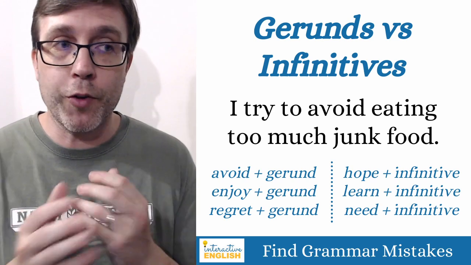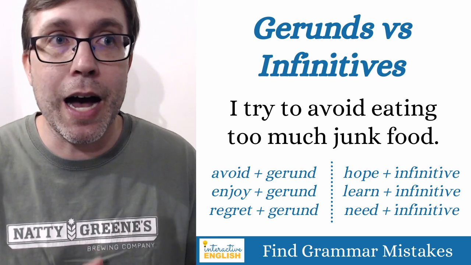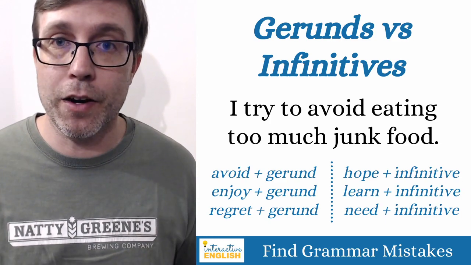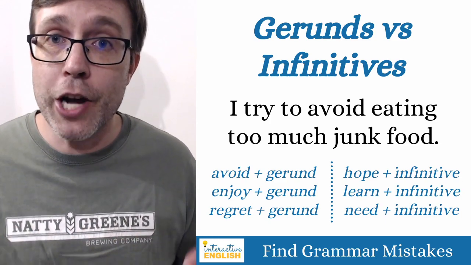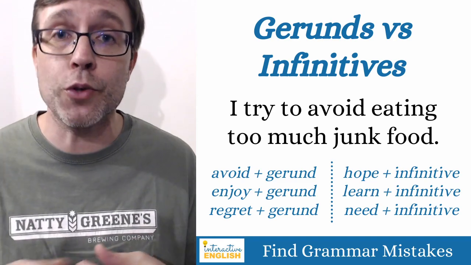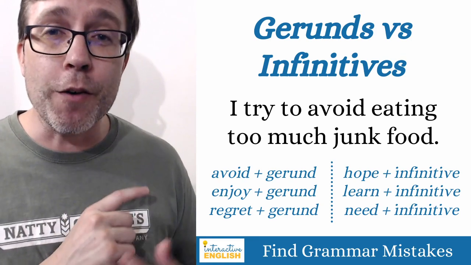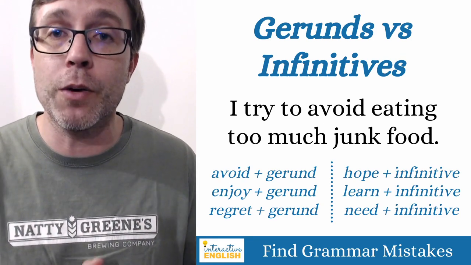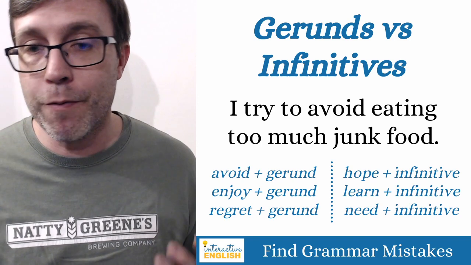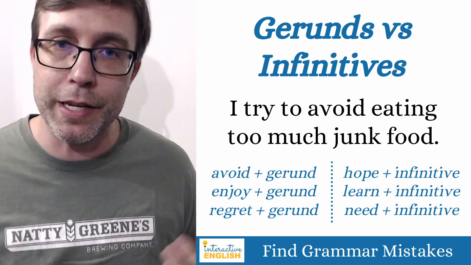For example, the verb like. If I say, I like dancing, dancing is the gerund, ing. I could also use it with the infinitive, I like to dance. The verb like you can use with both. If we're talking about avoid, you're going to follow that with the gerund. I avoid traveling to dangerous places.